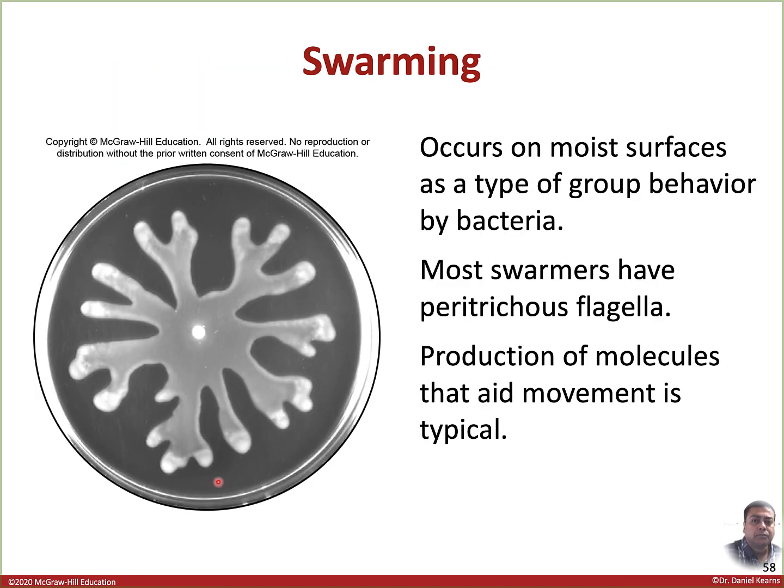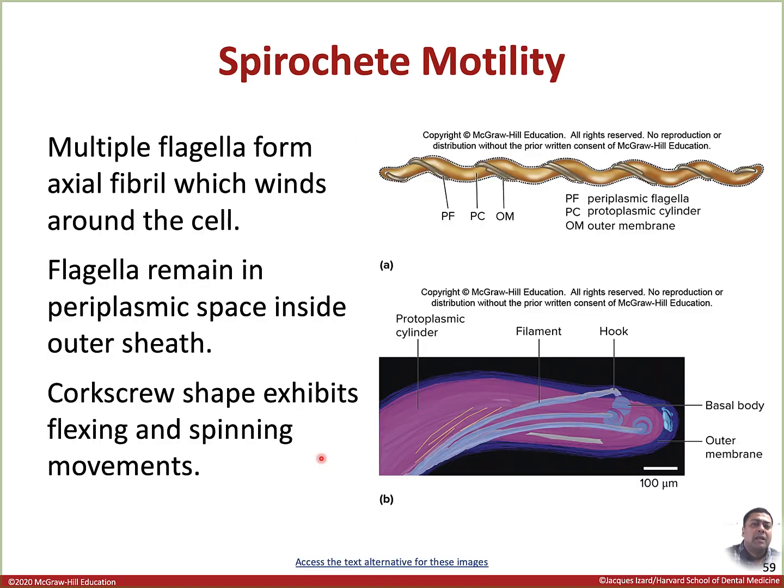Fascinating structure. The swarming is a typical type of behavior. This occurs on moist surfaces as a typical group behavior by the bacteria. Most swarmers have peritrichous flagella, and the production of molecules that aid in movement is typical. From a center, you can see that they actually move towards this typical flower-like structure, and this is called the swarming motion.